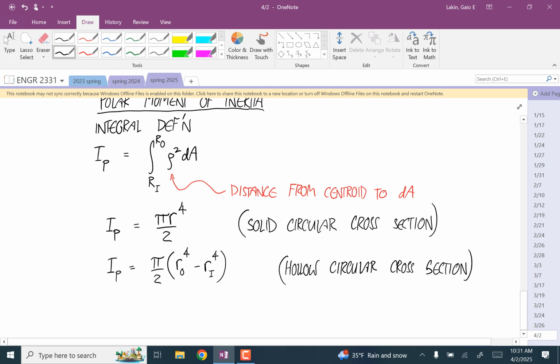But this gives us a way to check that assumption, because we can check for a hollow circular cross section. We can do the calculation this way and then check our answers against what the thin-walled assumption would tell us. We can do that calculation two different ways and see how close they are. Okay, and so we're going to do an example like that eventually.